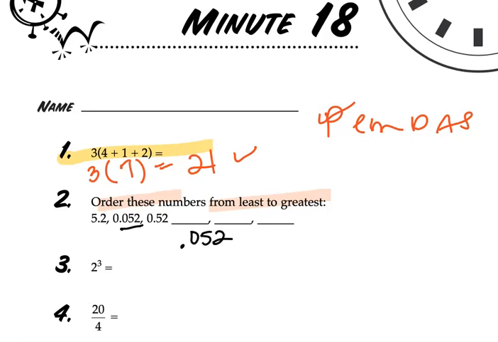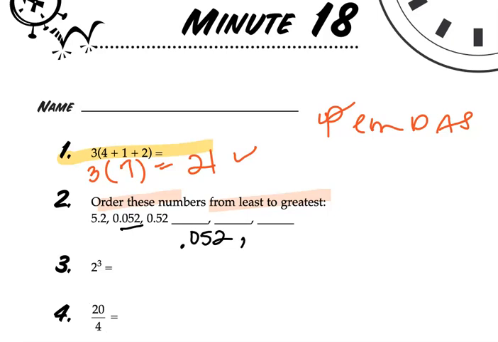0.052. No, I'm about to say that wrong. 52 thousandths. I was about to say 10 thousandths, but you read this as 52 thousandths. So that would be the smallest value. That's about 5 cents if we were to round.